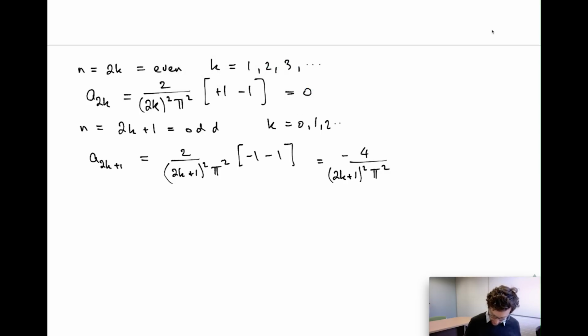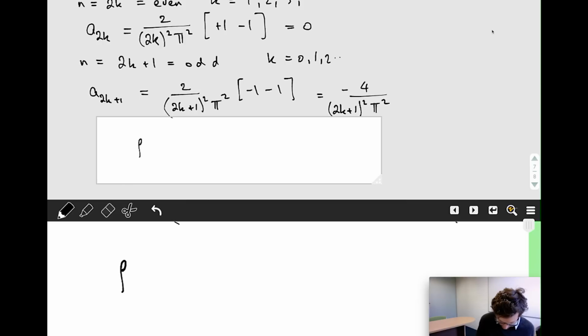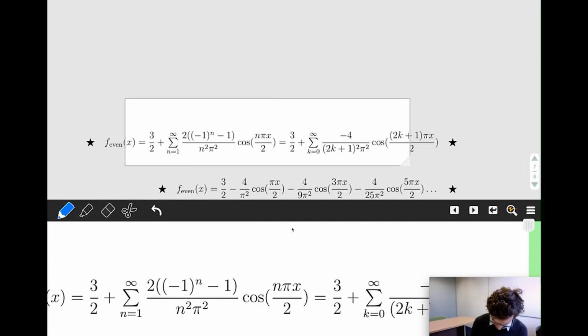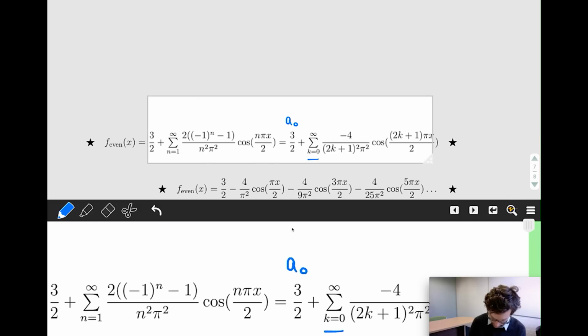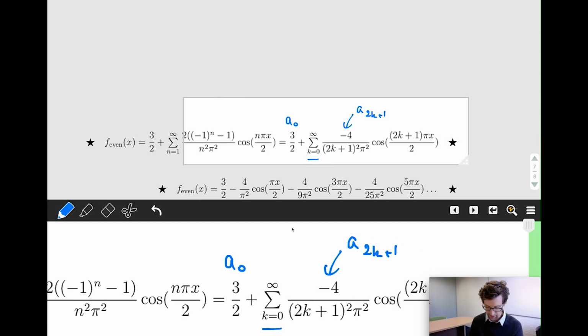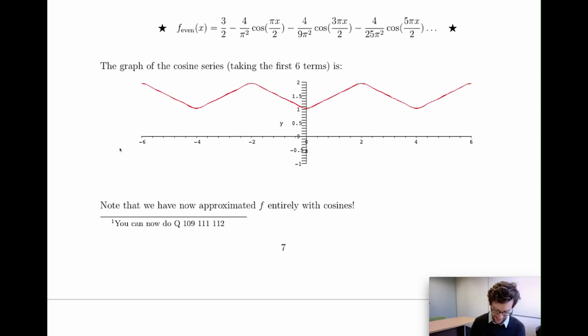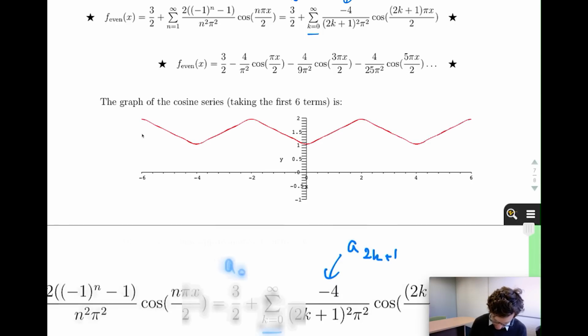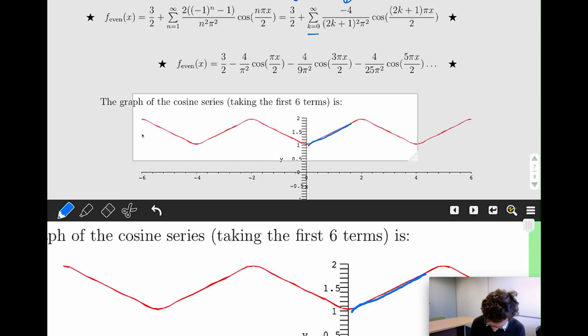So now my Fourier series becomes f even, excuse me, is equal to, here's a0, I've got the sum from k equals to 0 to infinity, and here's all the odd a's. And this is the cosine series expansion for Fourier cosine series, because this is the even periodic extension of this function. So let's sketch what this function looks like. Here's the first 6 terms of that even cosine series. Again, you notice that I can see the original function quite easily. It's right here. So it matches quite nicely.